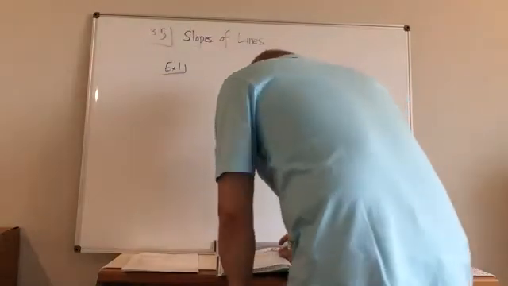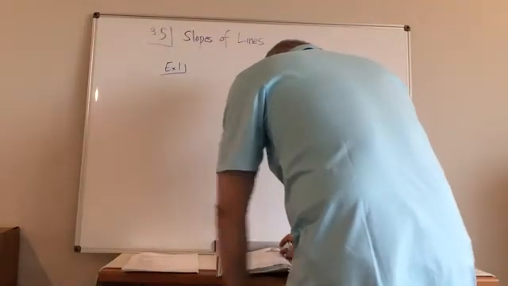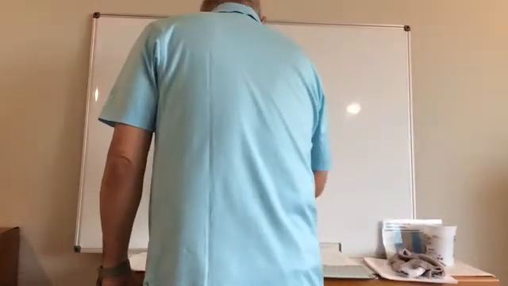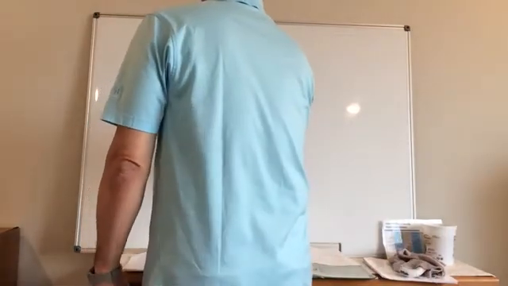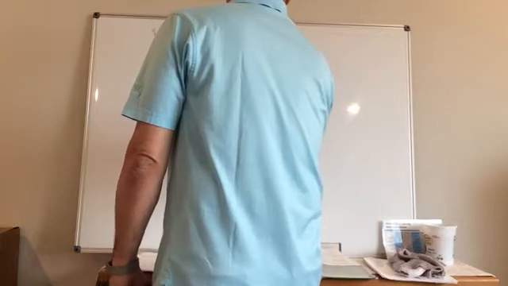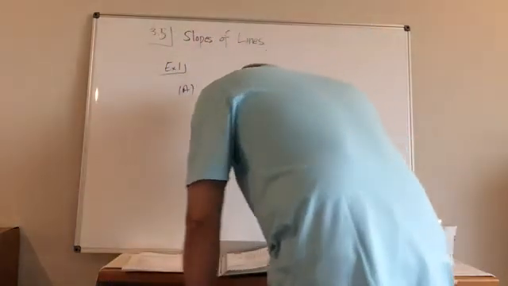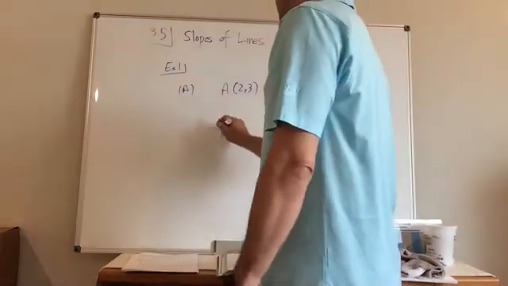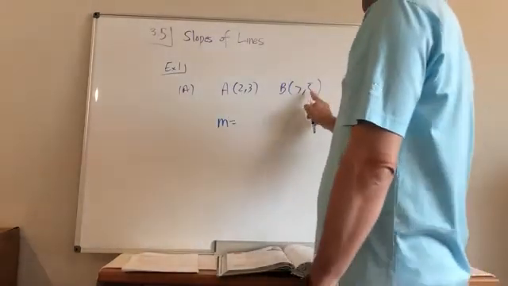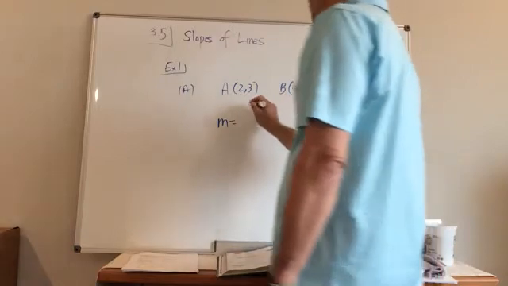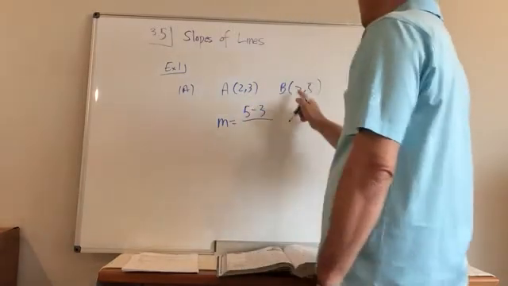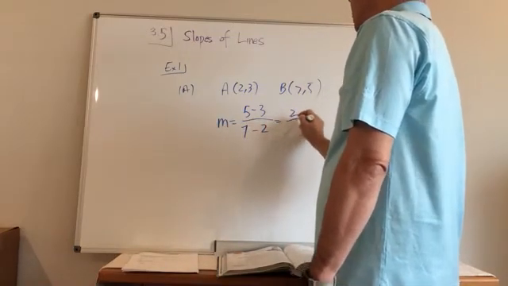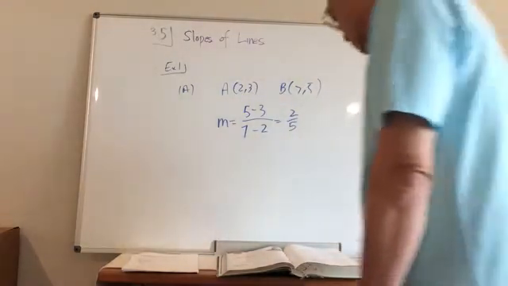Example number 1, we have: find the slope of the formula, determine the slope of each line. We have A to B. So A is, this is the first one, A. So we have A is 2, 3, and B is 7, 5. Okay, so the slope is y2 minus y1 over x2 minus x1, 2 over 5. Okay, so your answer is 2 over 5.